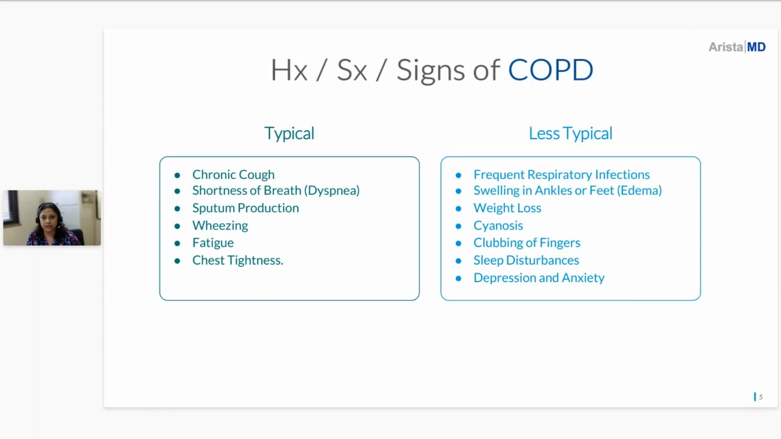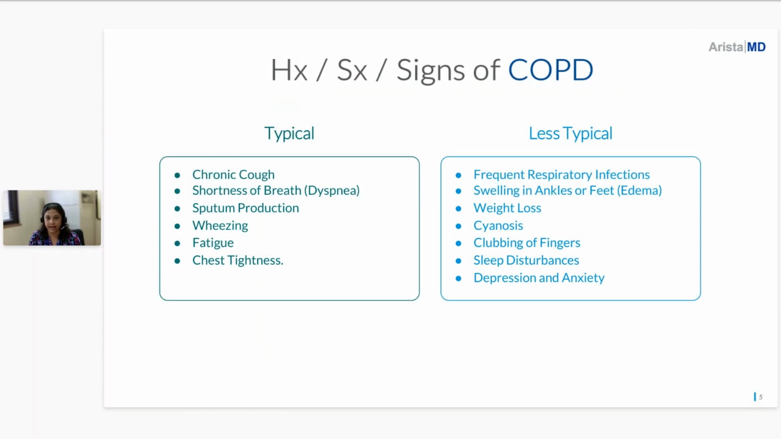When we're trying to look for new diagnoses, patients with COPD, some of the typical symptoms that we might encounter are things like chronic cough, shortness of breath or dyspnea, sputum production, wheezing, fatigue, or chest tightness. But there might be some less typical history features, symptoms, and signs that we might encounter in patients with COPD, like frequent respiratory infections.